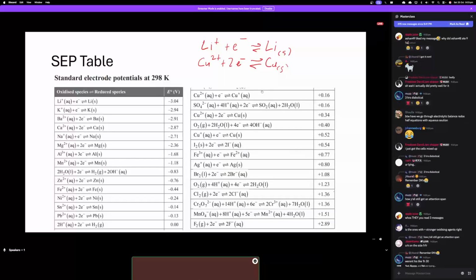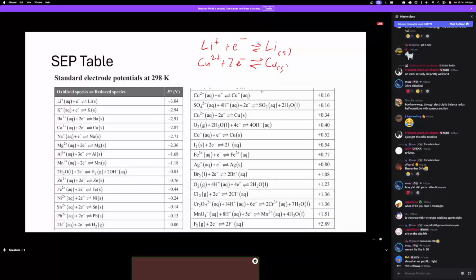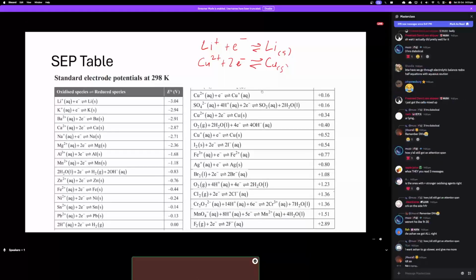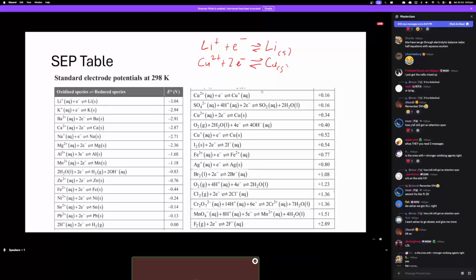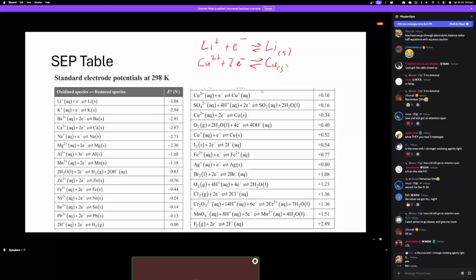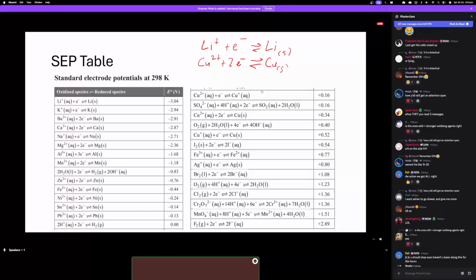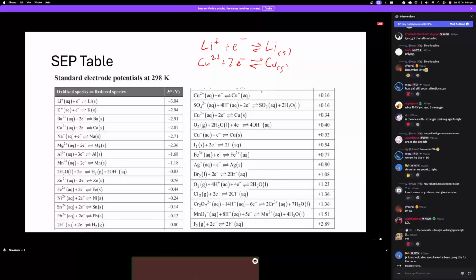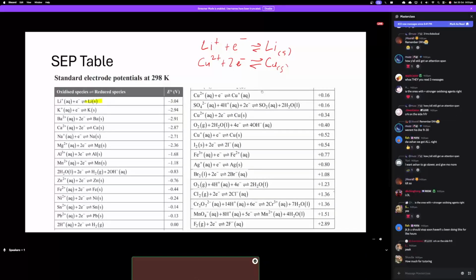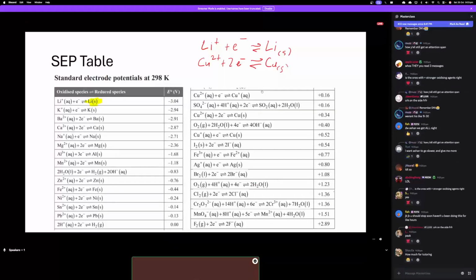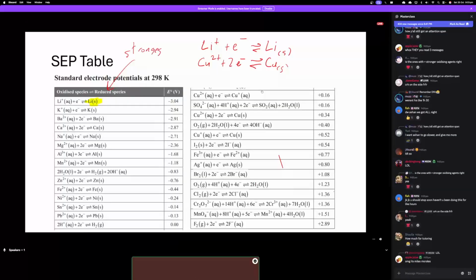So yeah, we said the one that's more reactive, the one that's more reactive will want to get reduced. So how do we figure that out from this table here? This is what you use for galvanic cells. Let me get a highlighter. This in the top left is the strongest oxidant.